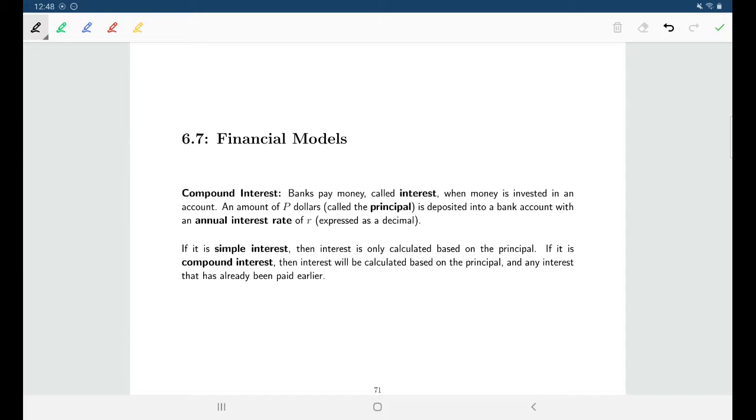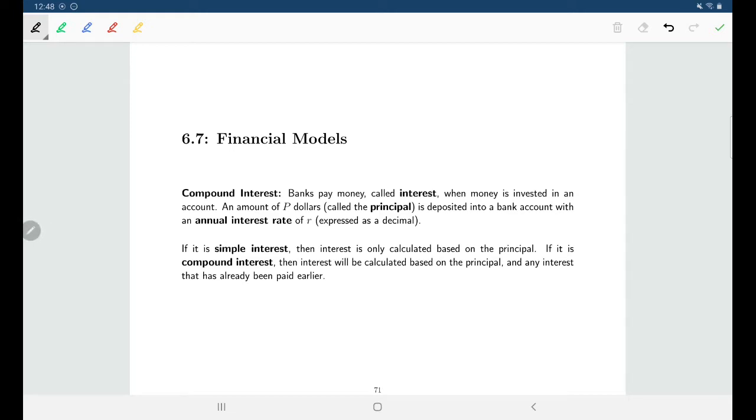Now, the amount that we get for interest is determined by our annual rate of interest, which we use the letter R to represent. And our interest rate, although we might say it as a whole number amount like 3% or 4%, we always express our interest rate as a decimal. So if we had 3% interest, R would be 0.03.